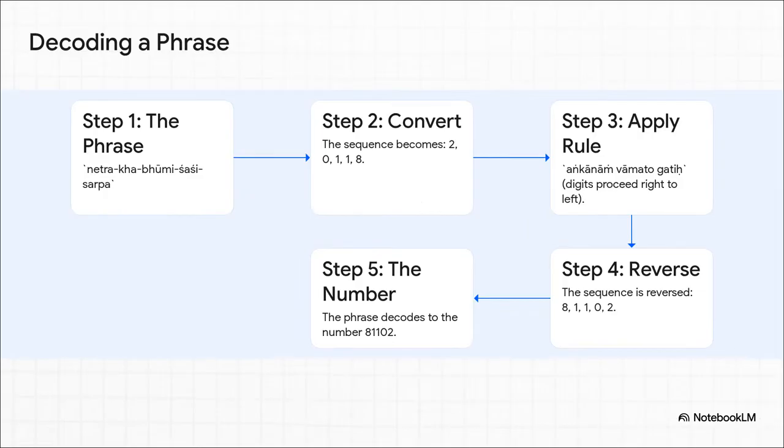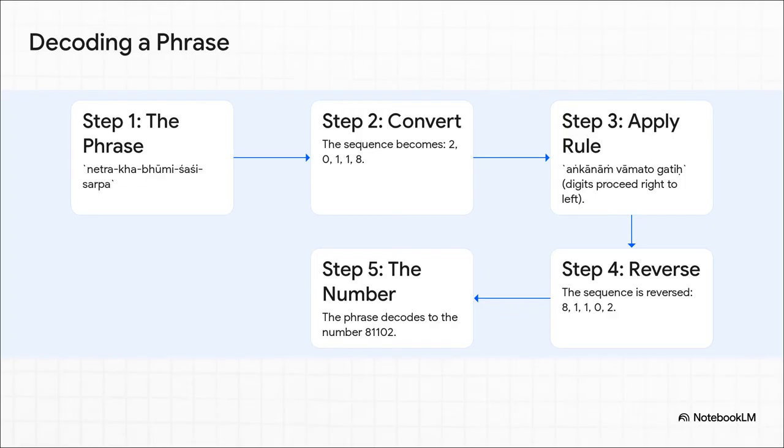Okay, so how does this actually work? Let's try to decode a phrase together. It's like a secret code. You start with the words, right? Netra, ka, bhumi, and you convert them to their numbers. So netra, eyes, is 2. Ka, sky, is 0. And you keep going. That gives you the sequence 2, 0, 1, 1, 8.